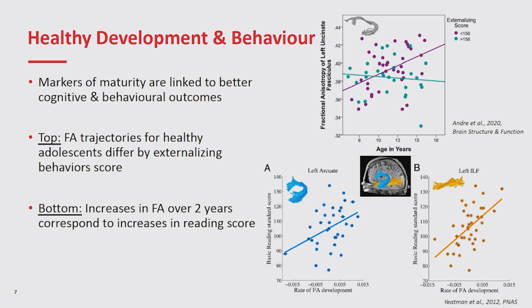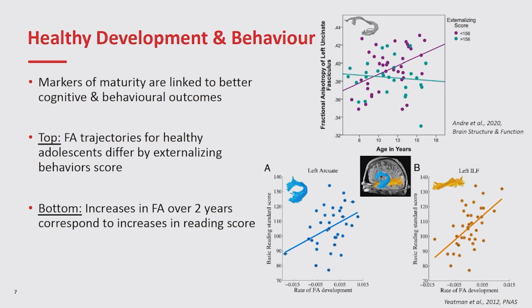Another example I've got at the top is a behavioral example where kids with lower externalizing behavioral scores are showing this increase in FA over time, while kids with higher externalizing behavioral scores don't show that trend, implying that there might be some differential development that could be underlying this behavioral presentation, or it might not.